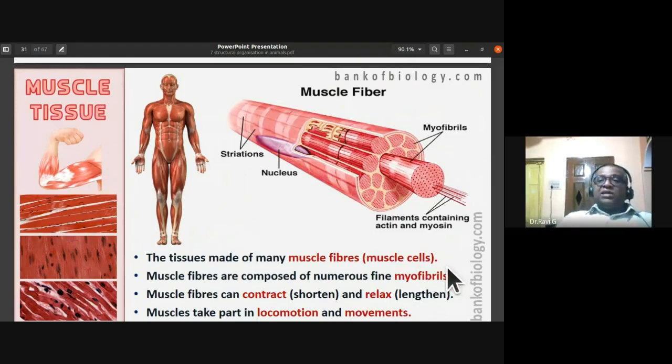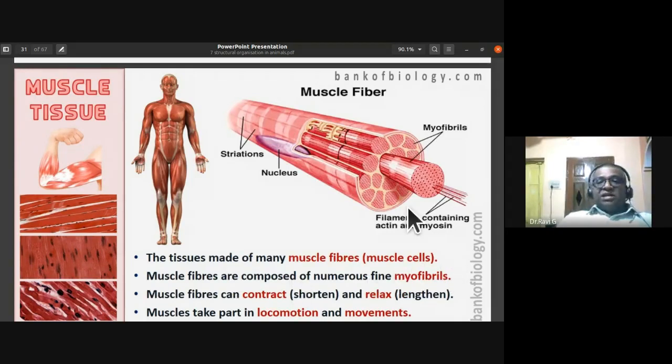muscle cells. The muscle cells are also called sarcomere. The outermost membrane of this muscle cell, we call it sarcolemma. The cytoplasm of the muscle cell, we call it sarcoplasm. So remember that. The muscular tissues are made up of muscle fibers or muscle cells.